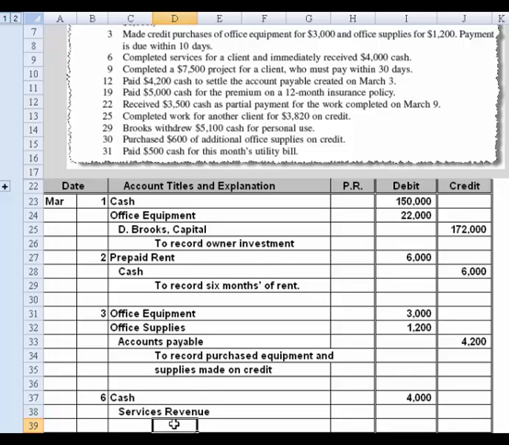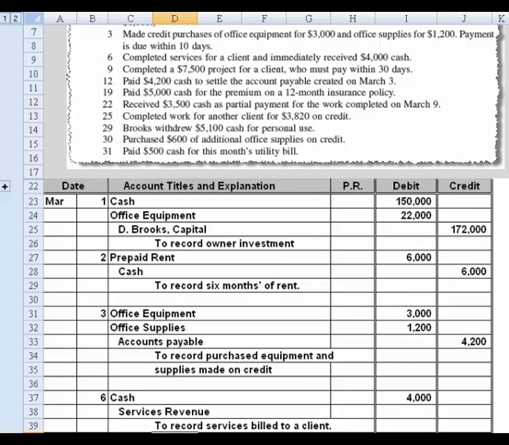I need to indent that, and then I will say to record services billed to a client, something like that. Not real critical. You just want some kind of description of what happened. Okay, then we'll take a look at the next transaction.